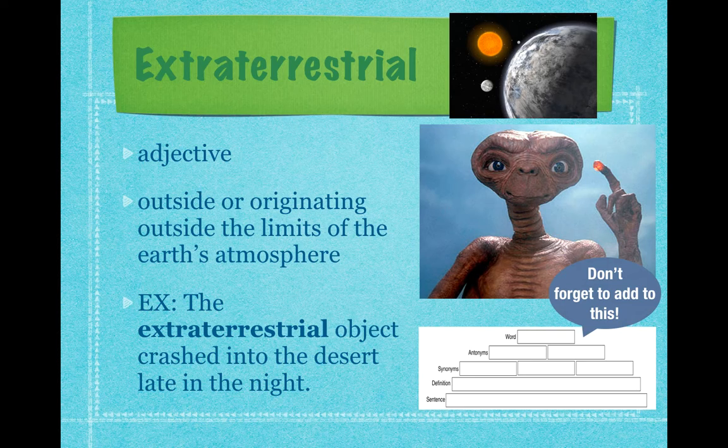Don't forget to add to your word pyramid. Remember, you have the word, you can write the definition, and the sentence that are both listed here, and then take a moment to pause this video so you can look up some synonyms and antonyms for the word extraterrestrial. Once you have your word pyramid filled out for this word, you can move on to the next word. This word also uses the root extra.